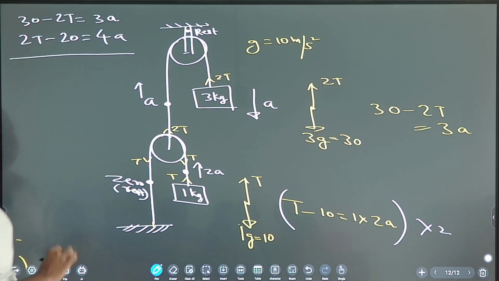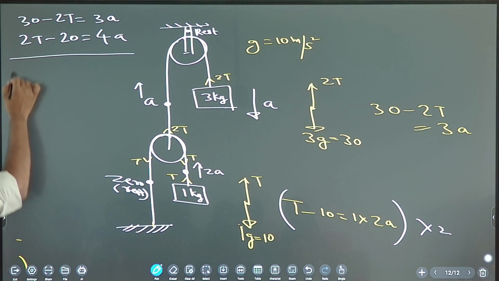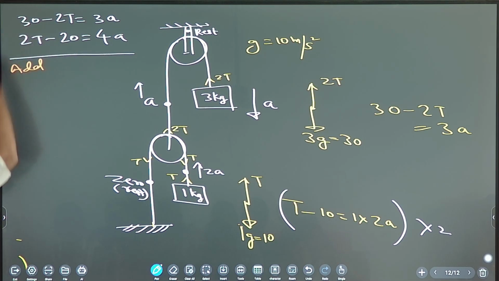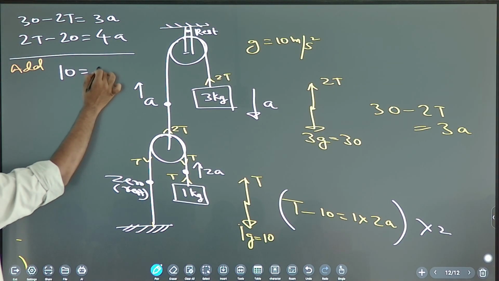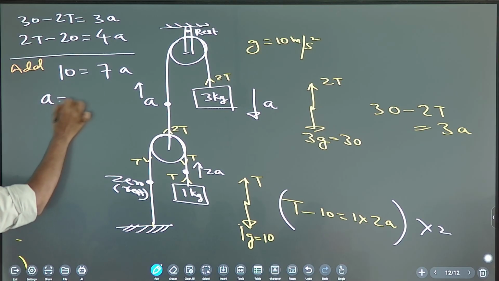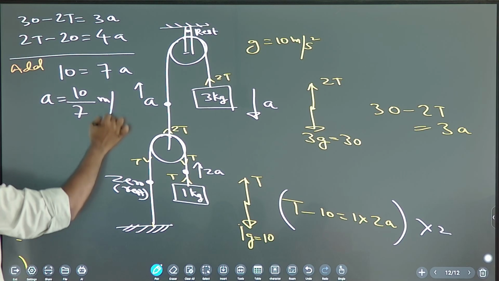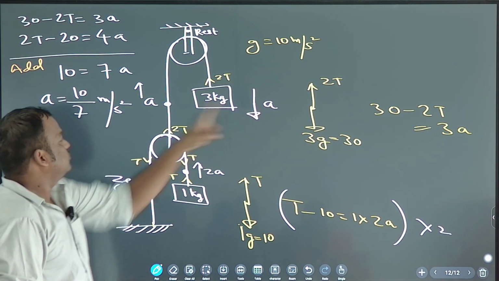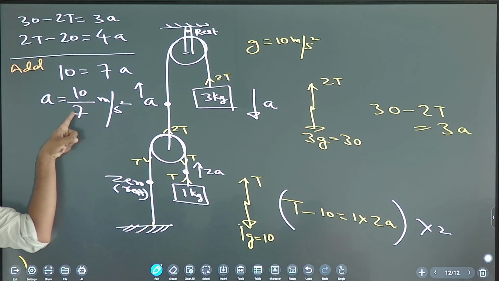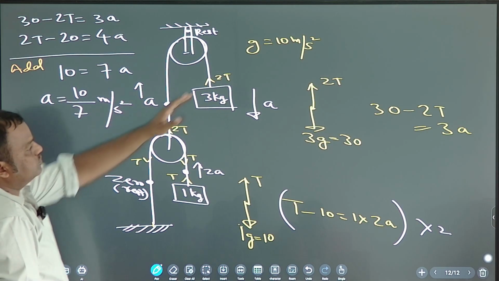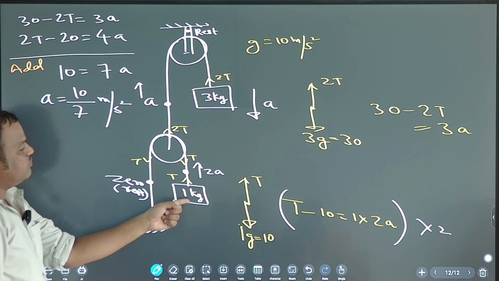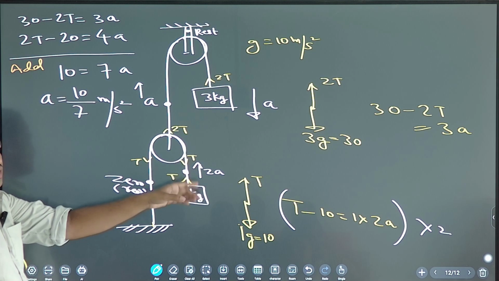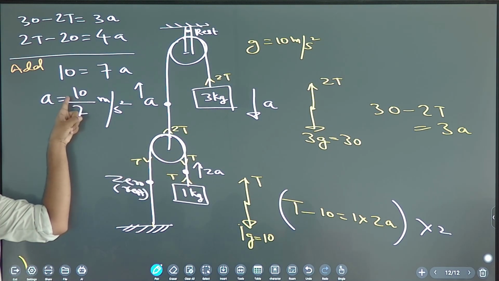Okay, now what do you do? Subtract or add? I want to find acceleration. Add. If you add, what do you get? 30 minus 20, 10 is equal to 7A. Correct. Good. So acceleration you got is 10 by 7. So what is the acceleration of the 3 kg? 10 by 7 meter per second square, and direction down. And what is the acceleration of the 1 kg? 2A, which means 20 by 7.